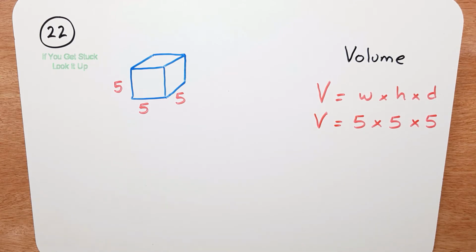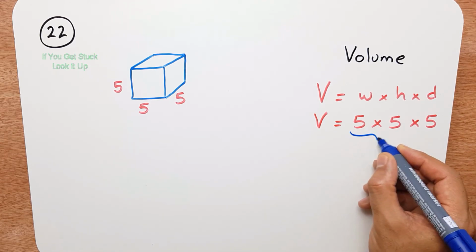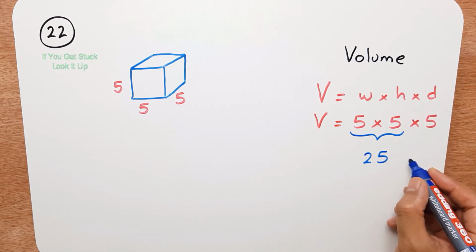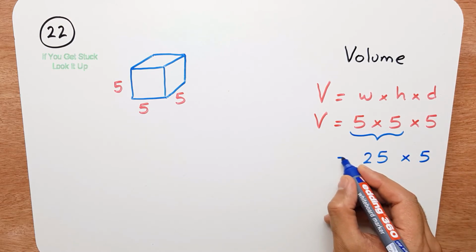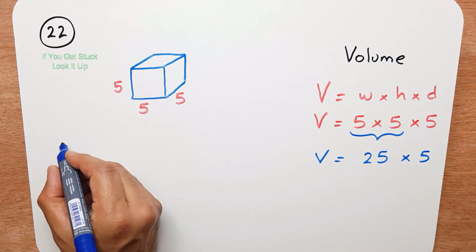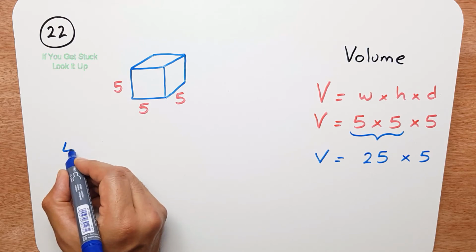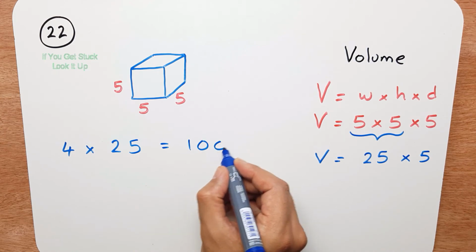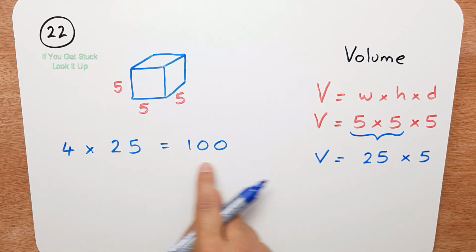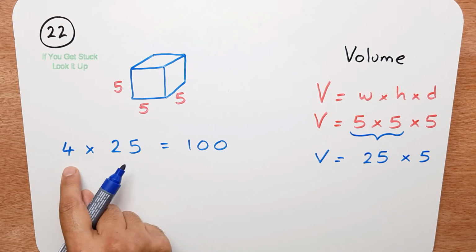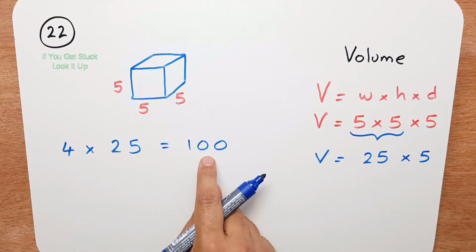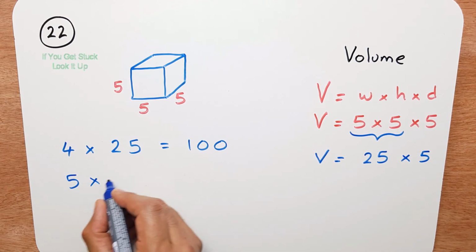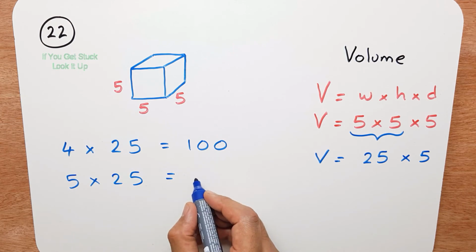Now, most students know that 5 times 5 is 25. Now we have to multiply 25 by 5. Now I want you to learn one fact, that 4 times 25 is 100. Now, if you know that, you need to add 1 lot of 25 to this number to get 5 lots of 25.